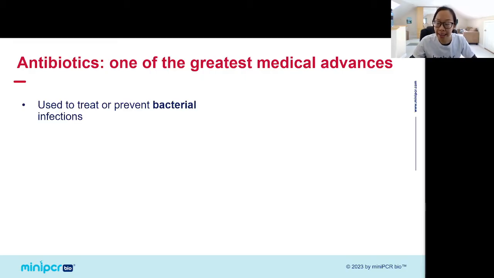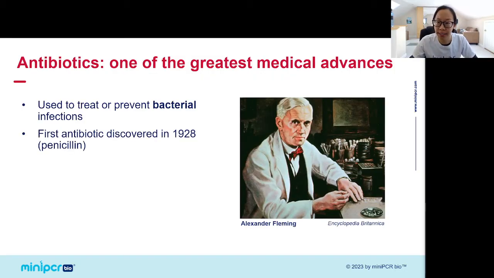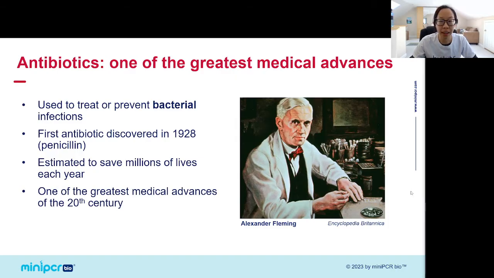Many of us have probably taken antibiotics before to treat or prevent common bacterial infections, and we probably take antibiotics for granted, but once those bacterial infections were deadly. But since the first antibiotic, penicillin, was discovered in 1928 by Alexander Fleming, pictured here, those bacterial infections became very easy to treat, and it's actually estimated that millions of lives are saved each year by antibiotics. So it's not an exaggeration when I say that antibiotics are one of the greatest medical advances of the 20th century.